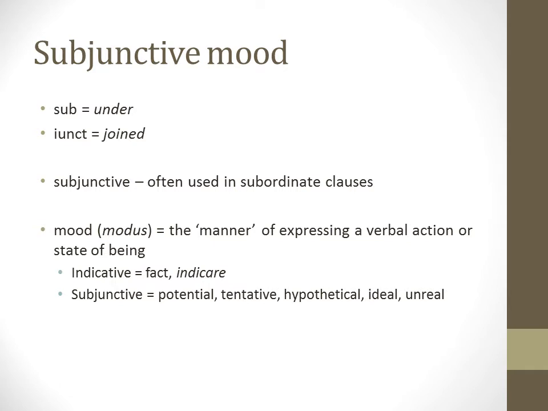This subjunctive, which we just saw means joined underneath, has to do with actions of verbs that are potential, tentative, hypothetical, ideal, or unreal. So a polar opposite, if you will, of indicative verbs. So we have indicative, and then this new mood, and we want to get in the habit of calling it a mood, the subjunctive mood, the mood of potentiality, of tentativeness. And we're not going to talk a whole lot about that in this chapter, but I do want to introduce it so it starts floating around your brain to associate subjunctive verbs with potential actions.